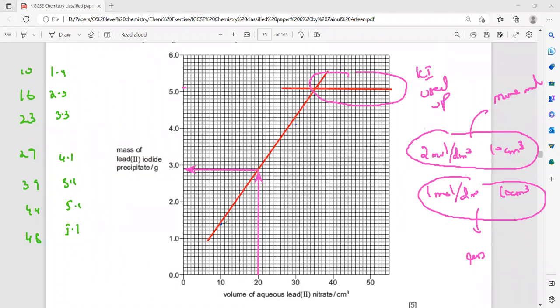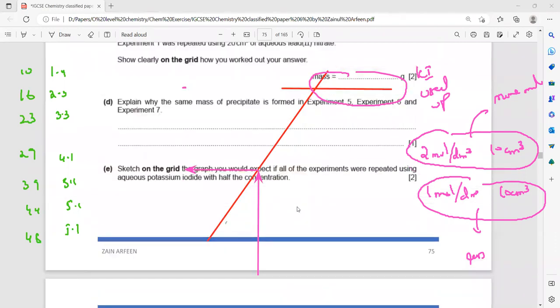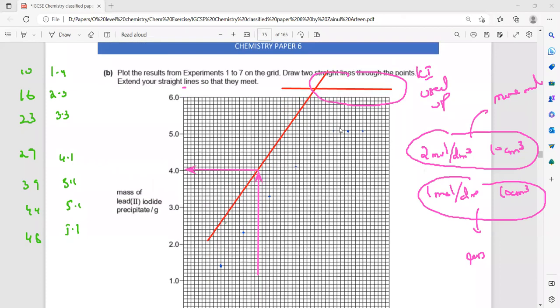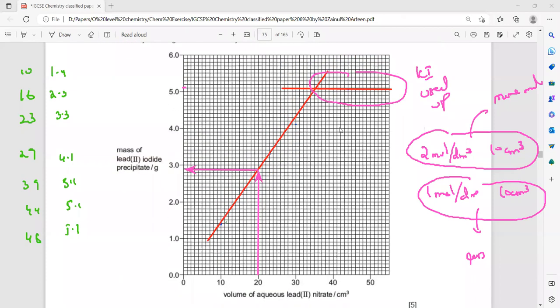It depends on the moles of KI, or the moles of the reagent which we are using. In the question, we use half the concentration of potassium iodide, so we reduce the moles. If the moles were the same, then the final product would be the same. But because in the question the moles are half, the final product should also be half.